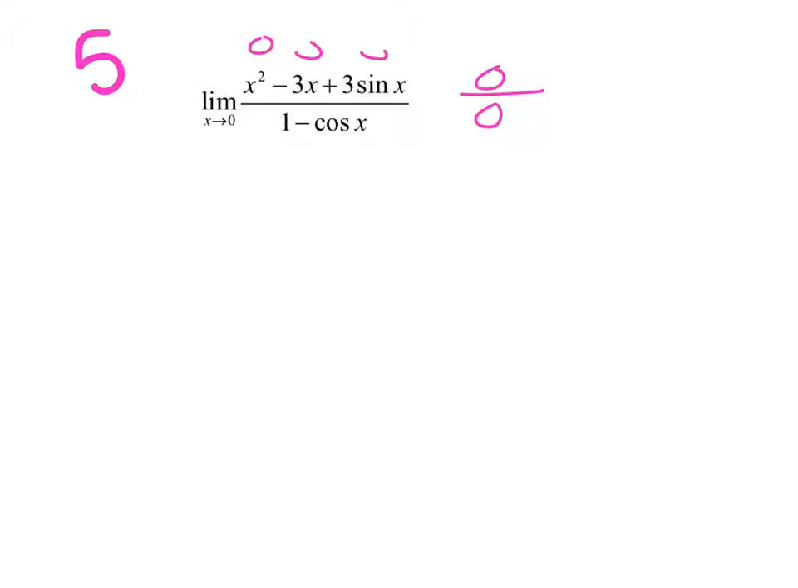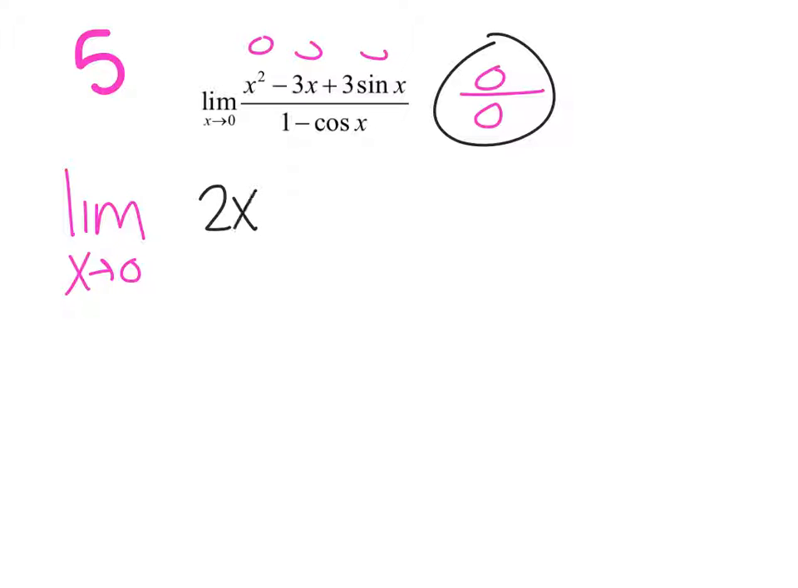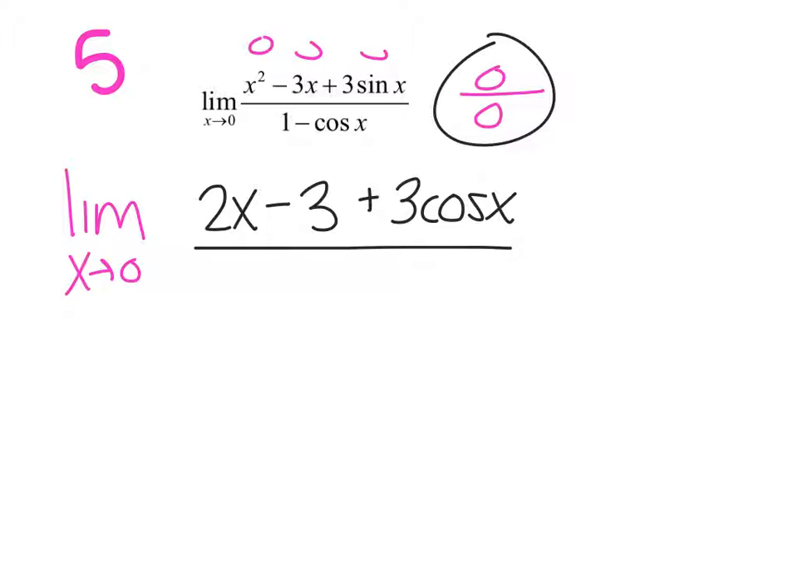Well, stay with me. So I've got the limit as x approaches 0, and here I'm going to apply L'Hopital's rule, because I have indeterminate. So I've got 2x minus 3 plus 3 cos x, all over 1 becomes a 0, and negative cosine I'm going to say is negative sine, which is going to make that a positive sign.